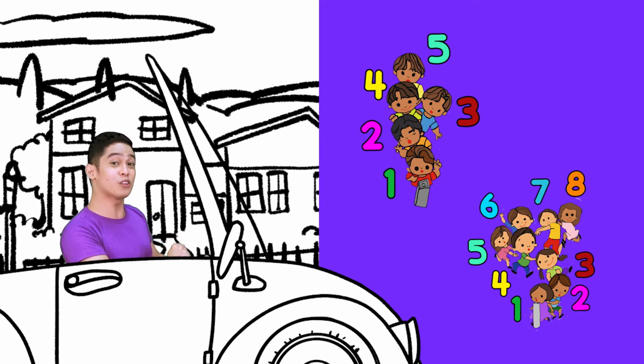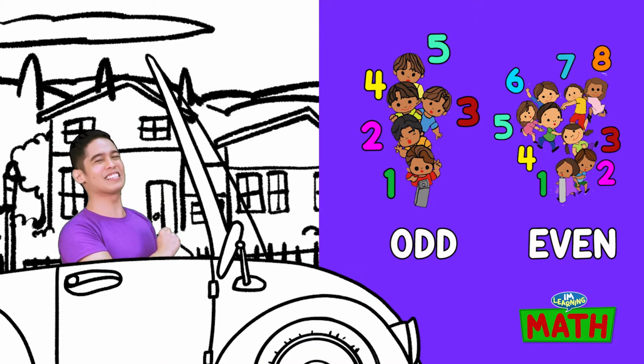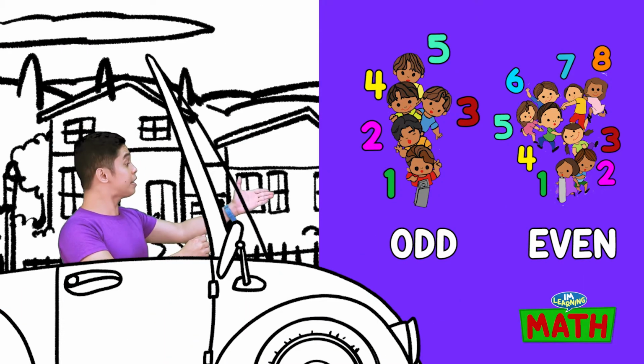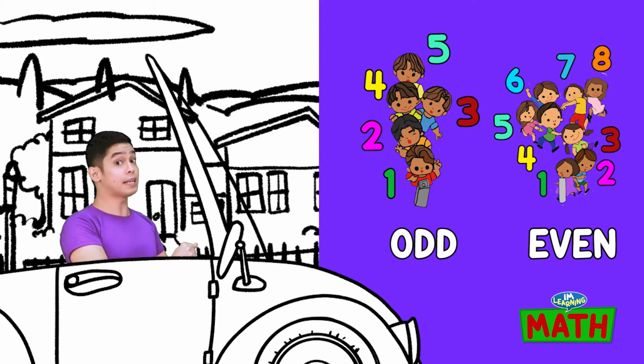Do you know which line is odd or even? That's right! The line with 5 kids is an odd number because we cannot split it into exact pairs. The line with 8 kids is an even number because we can split it into exact pairs.